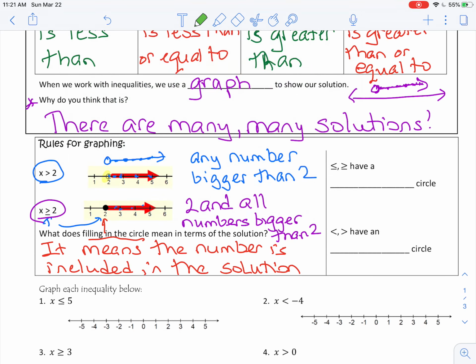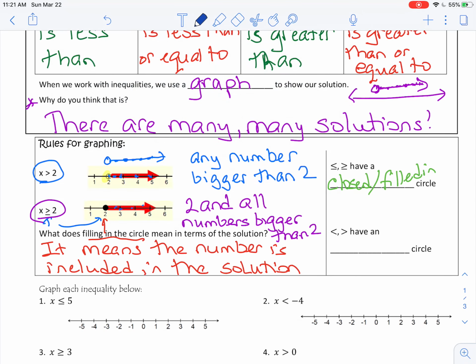All right, let's see if you understand this now. Less than or equal to, greater than or equal to, are going to have a closed or filled in circle because of that equal sign.